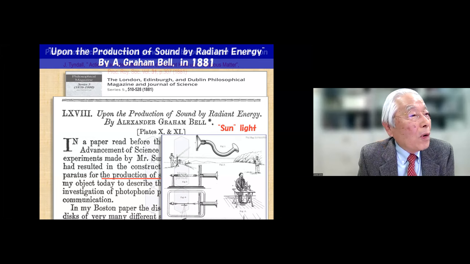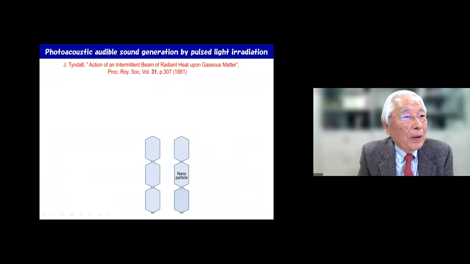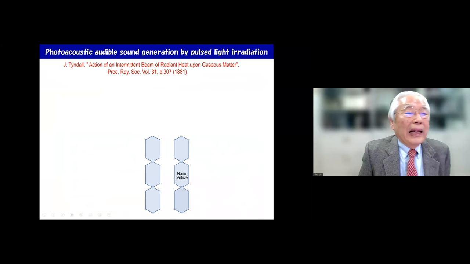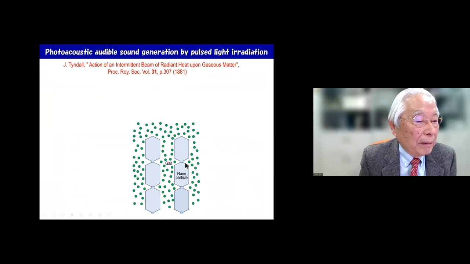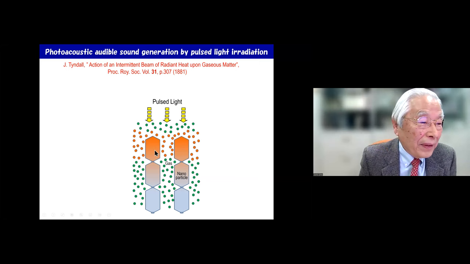Anyway, then a little bit more explanation. Also in 1881, British physicist John Tyndall, remember in the textbook, action of intermittent beam of radiant heat upon gaseous matter. And he already gave a nice explanation why we have this sound. This is a small material surrounded with gas, air, okay? And then we send the photon energy to this material. Then it may warm up. The surrounding gas, air molecules might be heated up like that, okay? So expand. The non-irradiated area is just ordinary temperature. So we have a temperature difference, TA, TB.